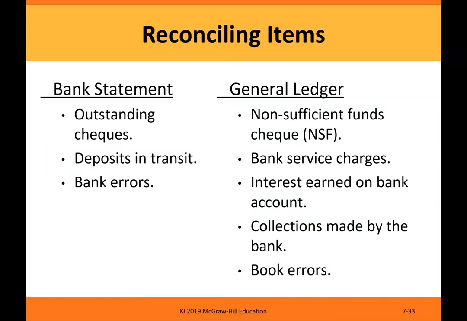Reconciling items. Bank statement: outstanding checks, deposits in transit, and bank errors. General ledger: non-sufficient fund checks, bank service charges, interest earned on bank accounts, collections made by the bank, and book errors.